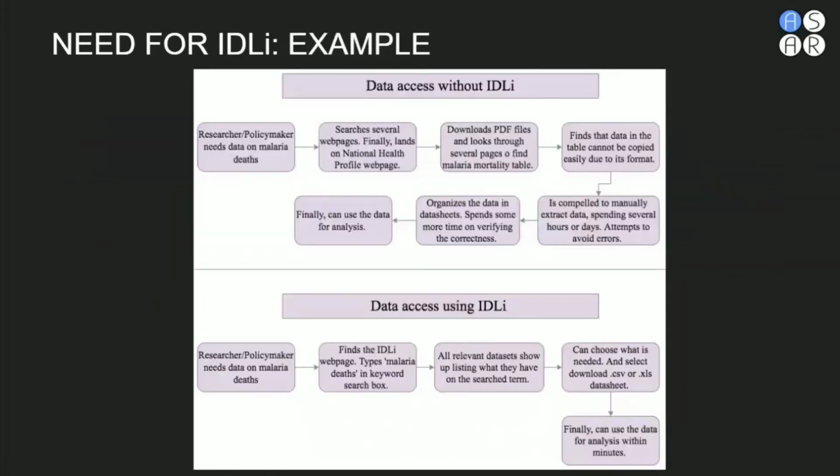To better elaborate what I have said, I would like to give a real life example wherein a researcher or policymaker needs data on malaria deaths. He goes to the NHP website and gets the data he wants. But as the data is available in PDF, he needs to find the variable he is searching for. Then he gets to know that the data cannot be copied directly. So he needs to manually extract the data, which would take him hours. And then he needs to check the correctness of the data, organize the data, and once everything is done, he can use it for his analysis.